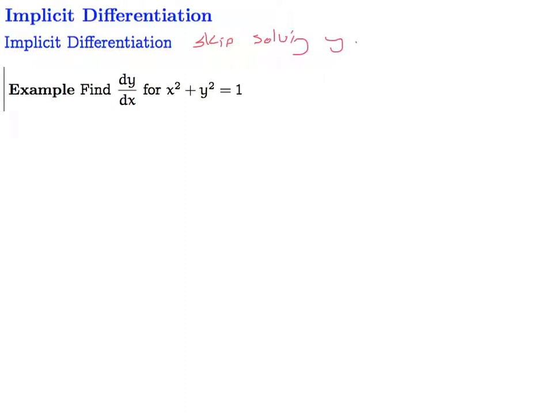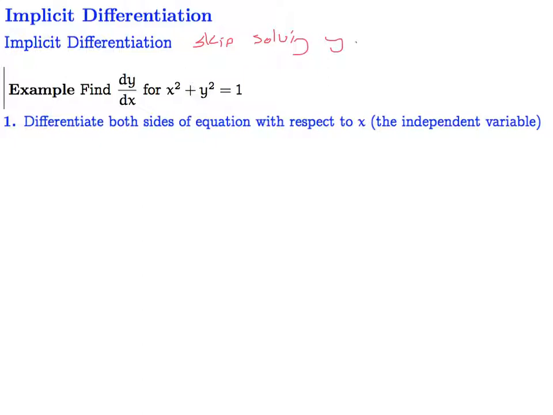So what we're going to do is take derivatives of functions using what's called implicit differentiation. So basically what this means is we skip solving for y first. Okay? We solve for y later. So what we want to do here is find dy dx, that is the derivative, for x squared plus y squared equals 1, and we want to do it by not solving for y first. We just want to go for it and take the derivative.